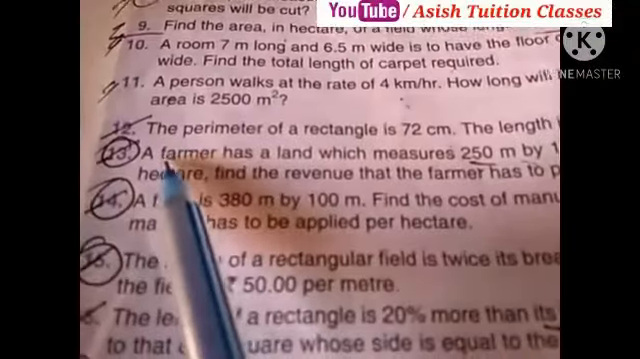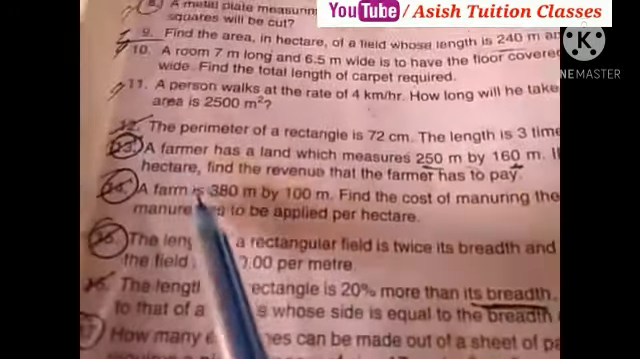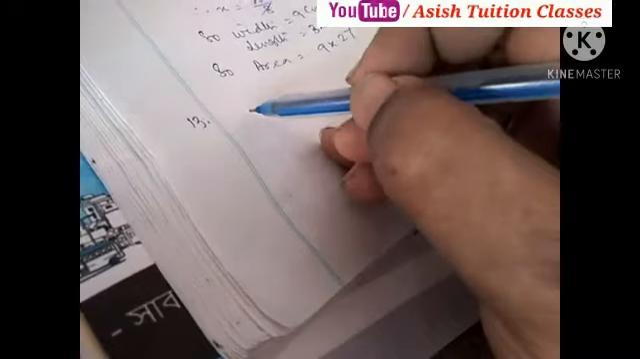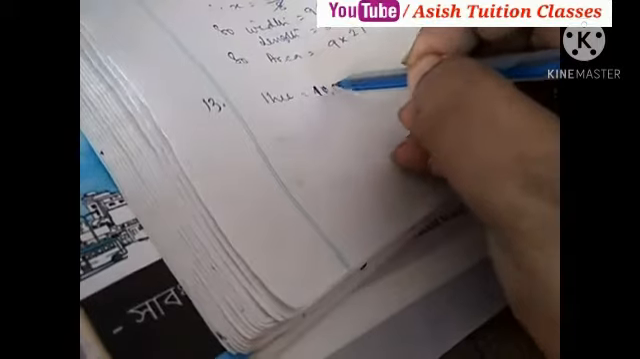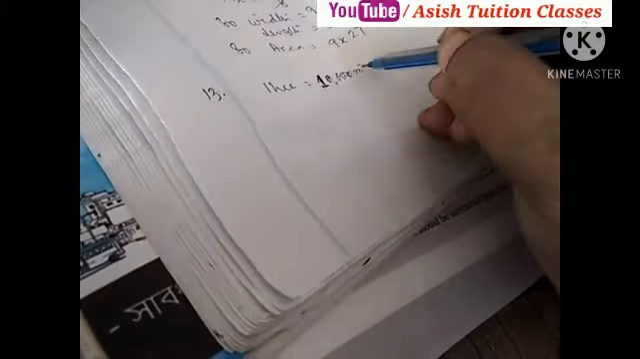Now number 13. A farmer has a land which measures 250 meter by 160 meter, length and width. If the land revenue to be paid is 1500 rupees per hectare, we have to find the total. Let's see number 13. At first we see that 1 hectare is equal to 10,000 meter square. 1 hectare means 10,000 meter square.